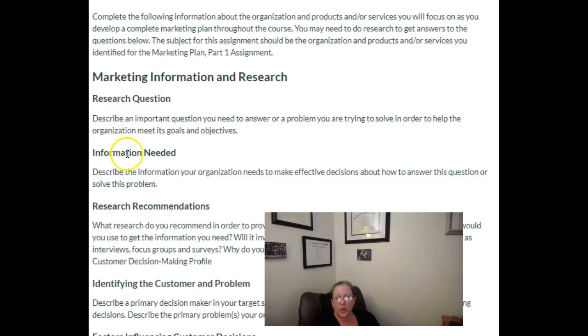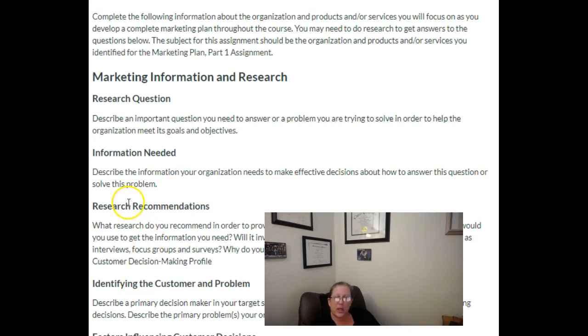You're going to start with a research question. You'll describe an important question that you need to answer or a problem that you're trying to solve in order to help the organization meet its goals and its objectives. So, this is going to take a little bit of research and critical thinking on your part, but you should learn a lot about the organization as you study it, and hopefully this is something that you're interested in, and so you'll be able to come up with a problem that you want to try to solve to help the organization meet its goals and its objectives.